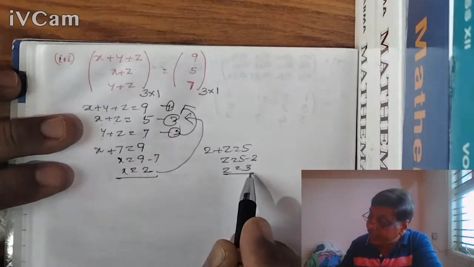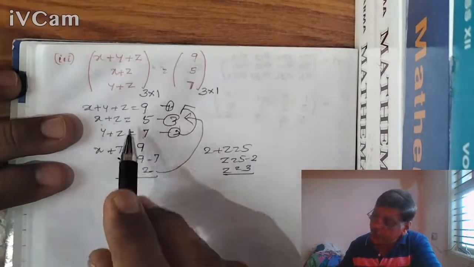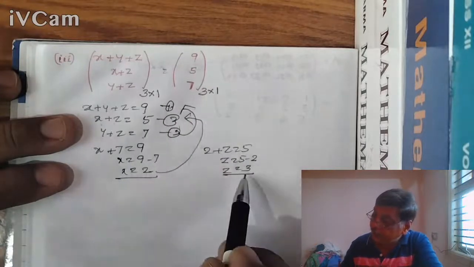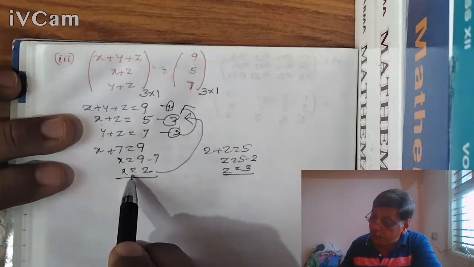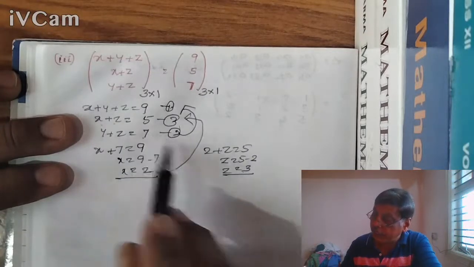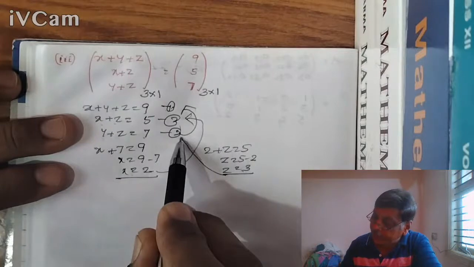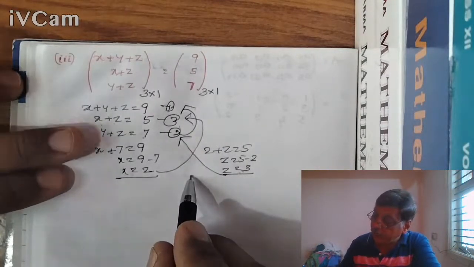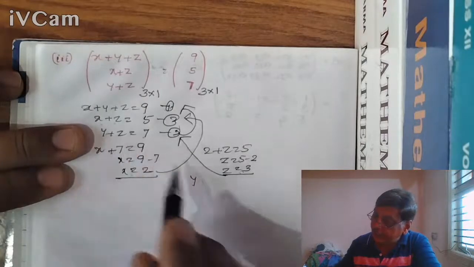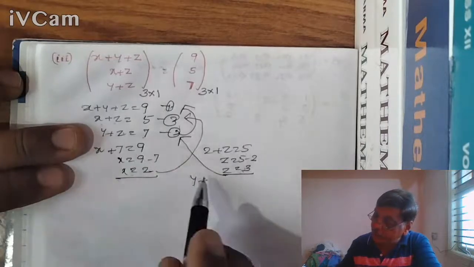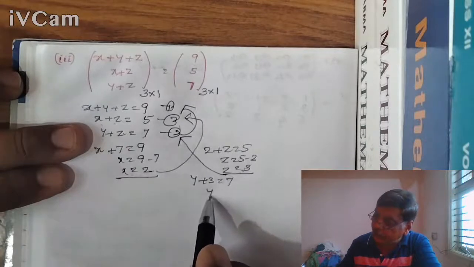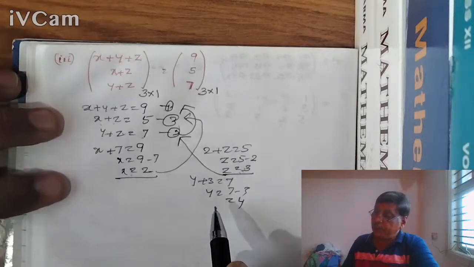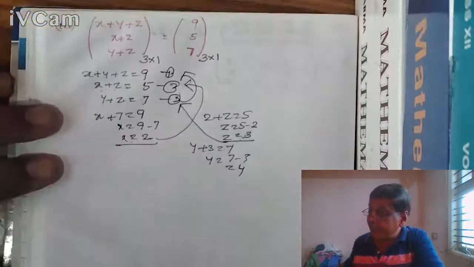After getting z is equal to 3, you can put it in either equation number 1 or 3. If you consider equation number 1, you substitute x equals 2 and z equals 3. If you consider equation number 3, just substitute z is equal to 3. So you write y as it is, plus z equals 3, equals 7, or y is equal to 7 minus 3 equals 4. So thus we got the values of x, y, z.